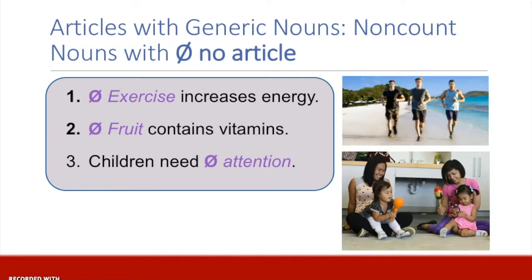Number 2, fruit contains vitamins. So fruit is a non-count noun, and in this example, we're talking about fruit in general, any fruit or all fruit. So it's not just specific fruit that contains vitamins. Children need attention. So in this example, attention is a non-count noun, and it's generic because there's not any specific attention that we are referring to. This is attention in general. So this is the generic use.